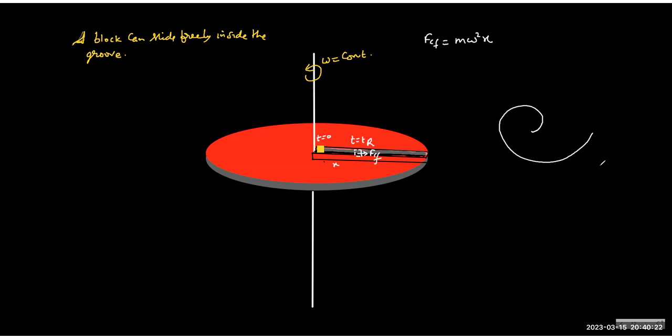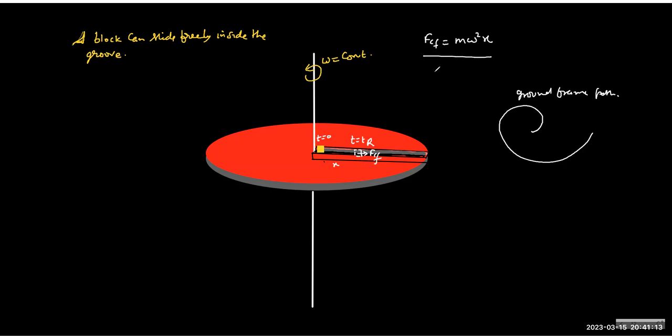So what is the path of the block in the frame of ground? Do you realize? As it goes away from the center, it also turns, right? Yes. So the actual path is like a spiral path, spiraling out. So we always solve questions in a frame in which the path is kind of nice, simple. And therefore, I will solve this question in the frame of the disc only. I will not solve in the frame of ground. So this is the ground frame path.